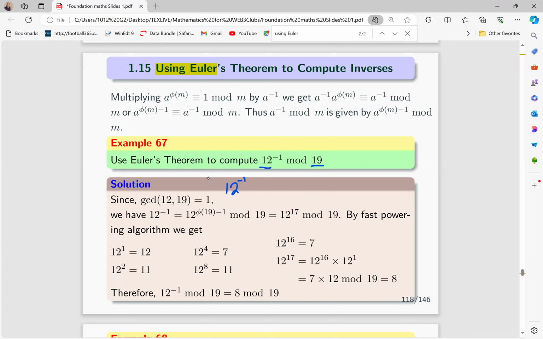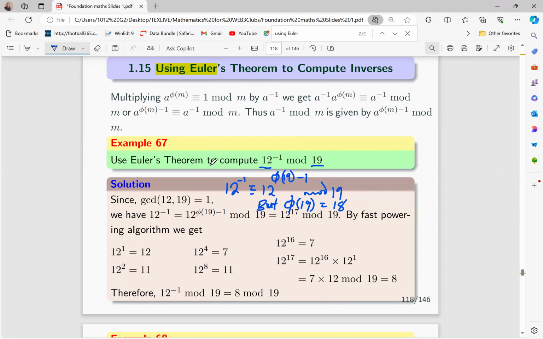Euler says that the inverse of 12 is 12 raised to phi of 19 minus 1, mod 19. This is what Euler says from this formula here. What is phi of 19? We revised this on Thursday. Phi of 19 is a prime number, so it will just be 18.